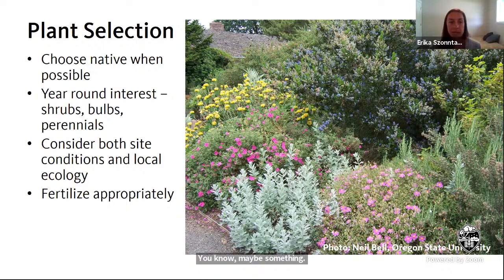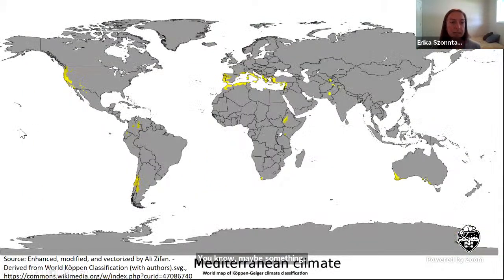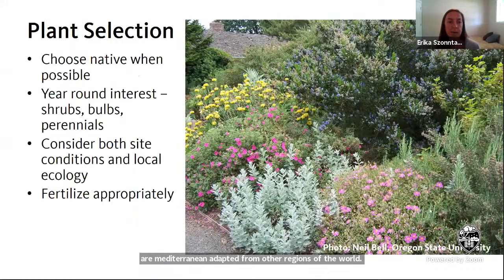So for example, I live in a Mediterranean climate here, on the West Coast of the States. So if I'm going to plant something different that's maybe not native, I might choose some plants that are Mediterranean adapted from other regions of the world. And again, that's just because they'll already be adapted to temperature and precipitation regimes.